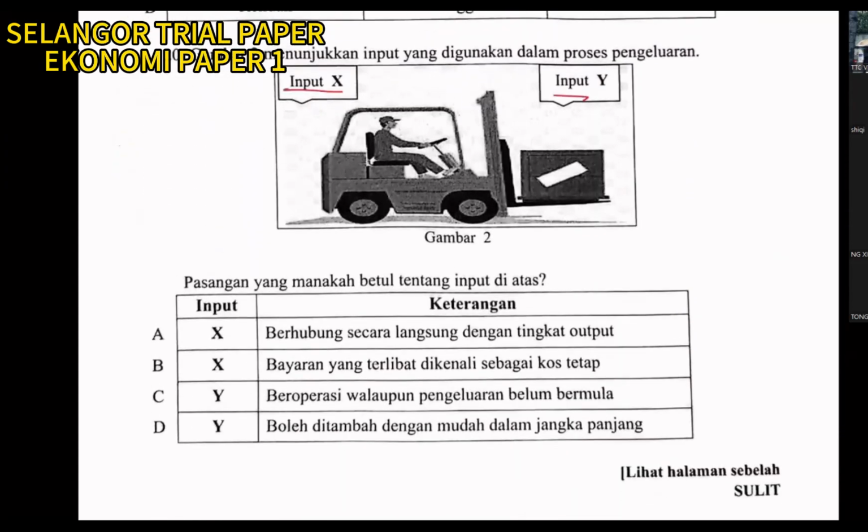This one, input X, input Y. Not like buying roti. Okay? X and Y. X berhubungan langsung dengan output. Wait, let me have a look at what X and Y are. X is this. Y is this. Yeah. I found, so far, of so many papers that we discussed, Selangor is the one that is more tricky, actually.